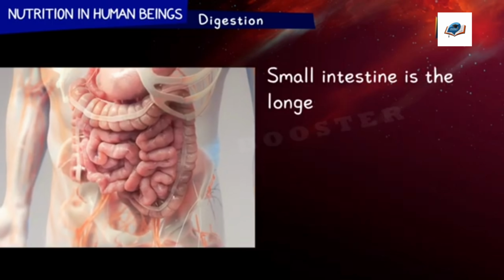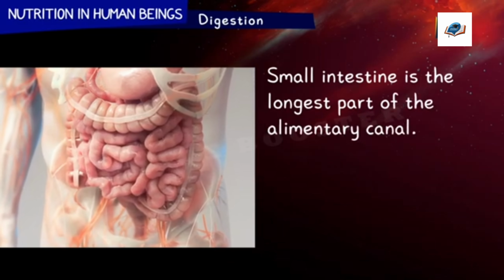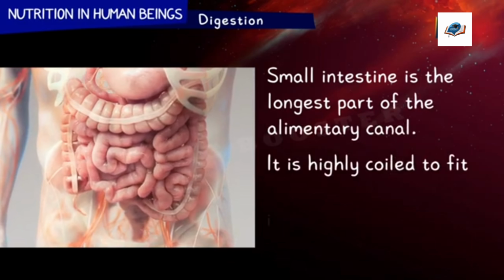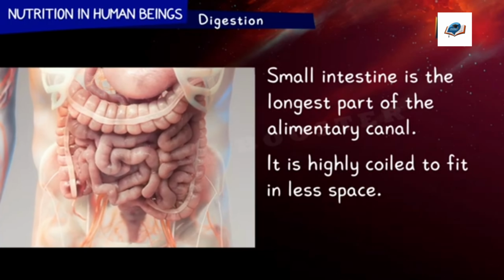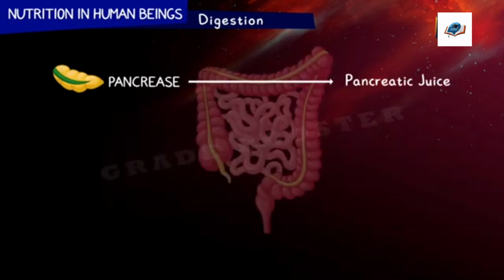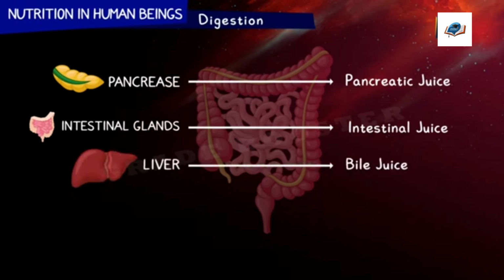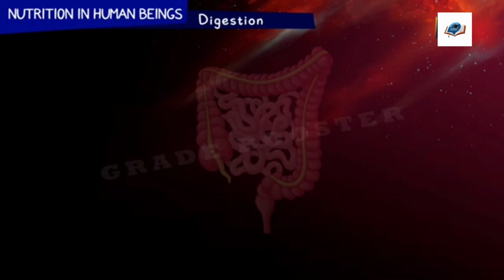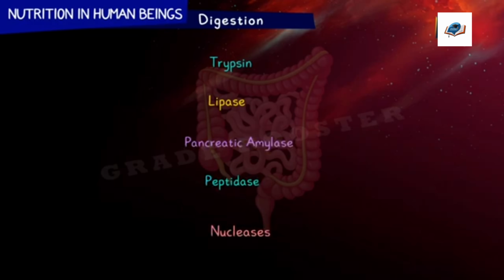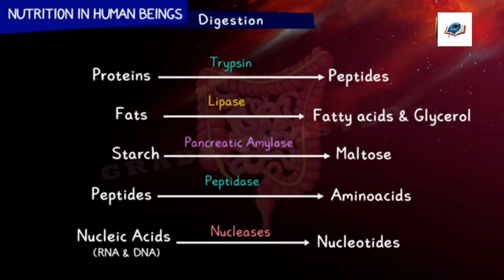Small intestine is the longest part of the alimentary canal. It is highly coiled to fit in less space. Pancreas secretes the pancreatic juice, intestinal glands secrete intestinal juice, and liver secretes bile juice into the small intestine. Pancreatic juice and intestinal juice have enzymes like trypsin, lipase, pancreatic amylase, peptidases, and nucleases. These enzymes help in the digestion of carbohydrates, fats, and proteins.